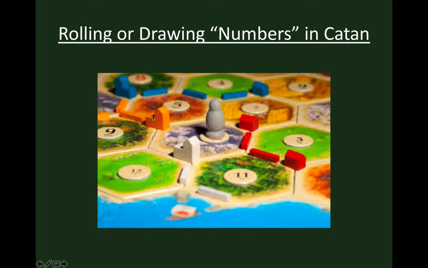Now, you can also probably see this 9 over here. This is actually a city, and if a 9 were rolled, this city would get 2 resources because it's a city and not a settlement. But again, the purpose of the video is not really to teach you how to play Catan, but just to illustrate that the numbers are important.